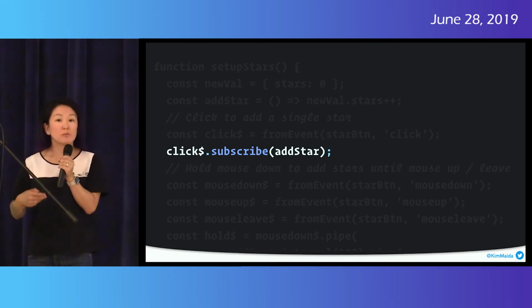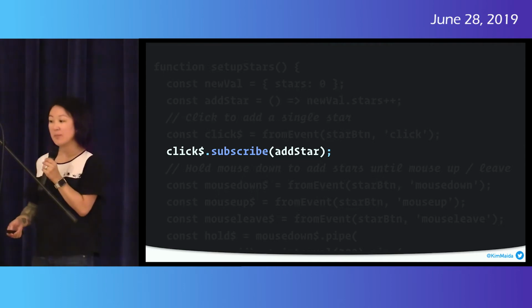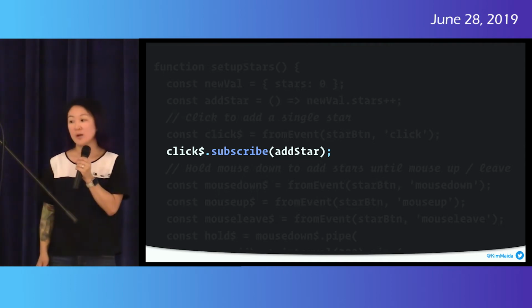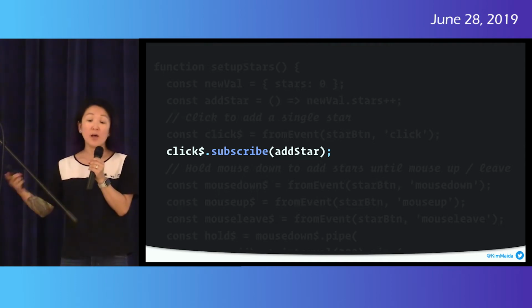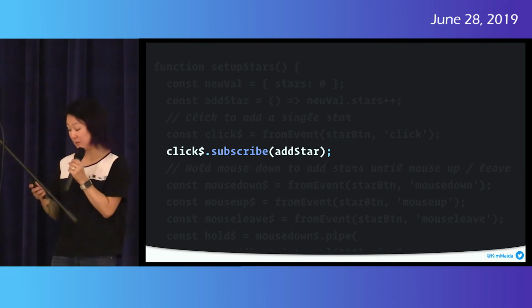Now, in order to react to this, though, I need to subscribe to it, right? So I'm going to subscribe to my click observable, and then whenever that observable emits a value, so I know that a click event occurred, I'm going to run this function called add star, which is pretty self-explanatory, I think.